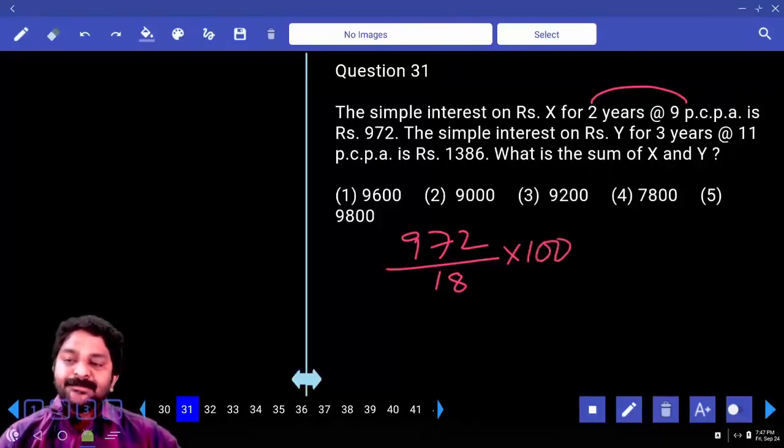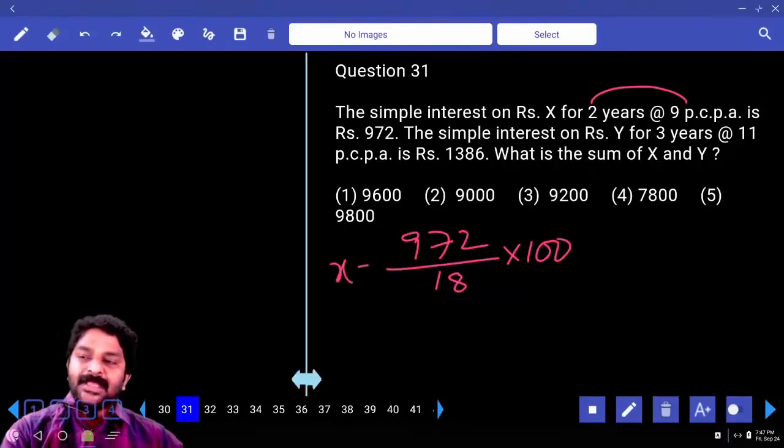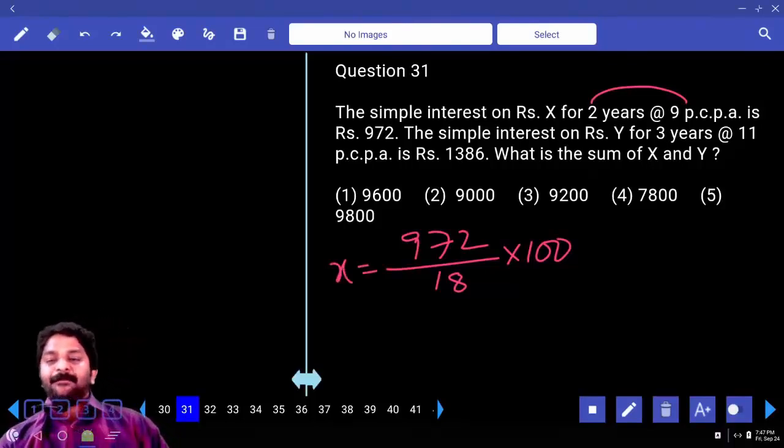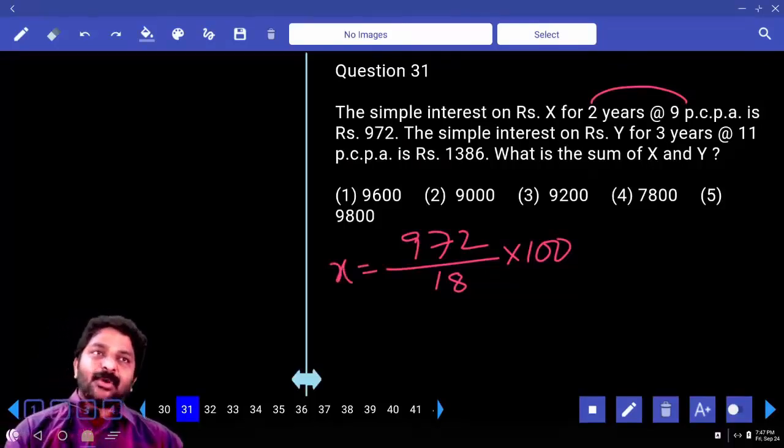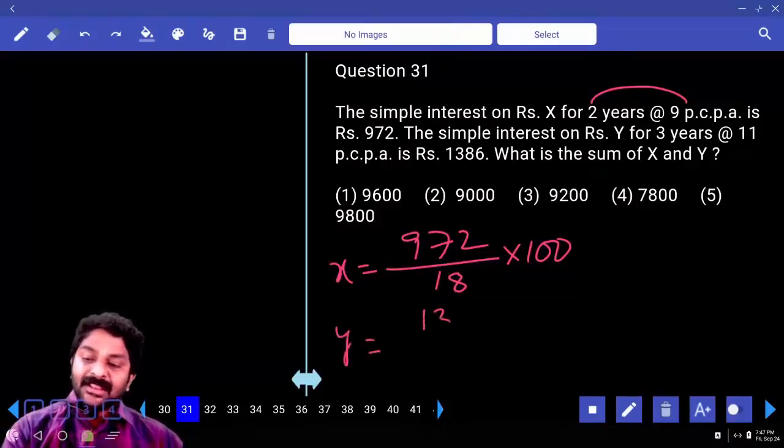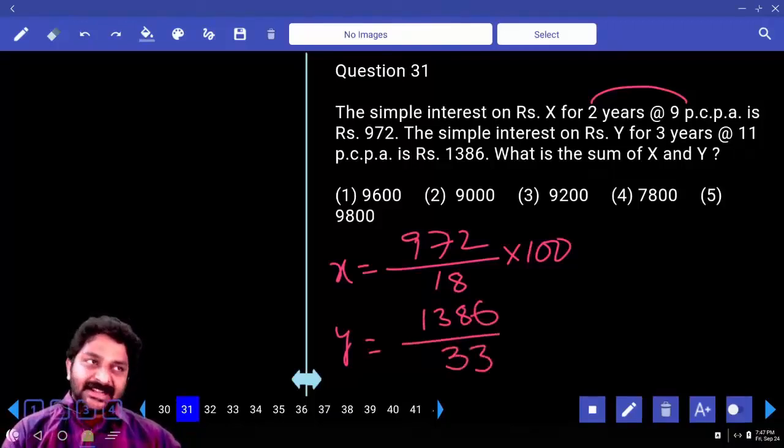Next, the simple interest on Y rupees for 3 years at 11% per annum. In terms of percentage, what percentage is it? 33%. Then 1386 is 33%. 1% is 1386 by 33, 100% is into 100.